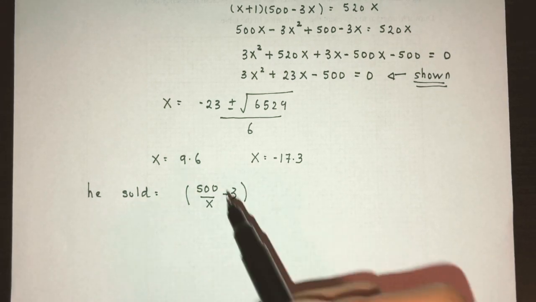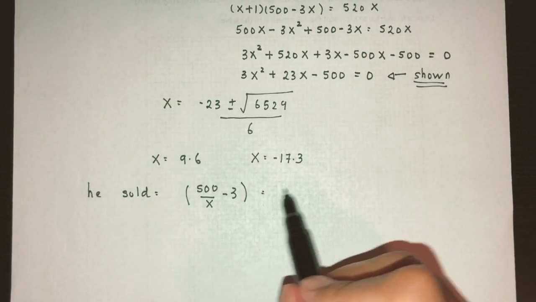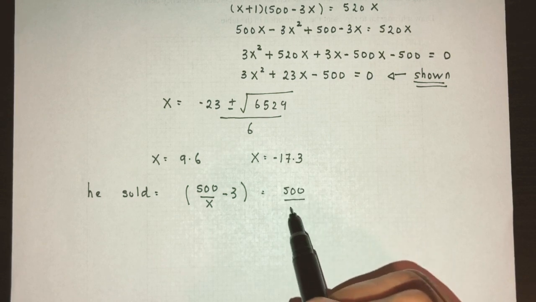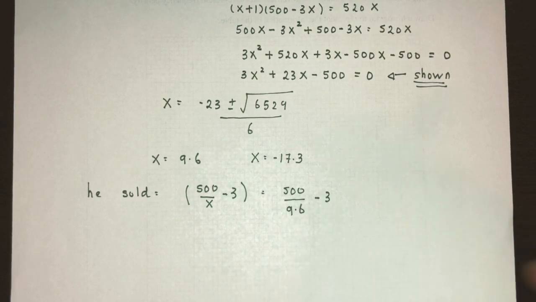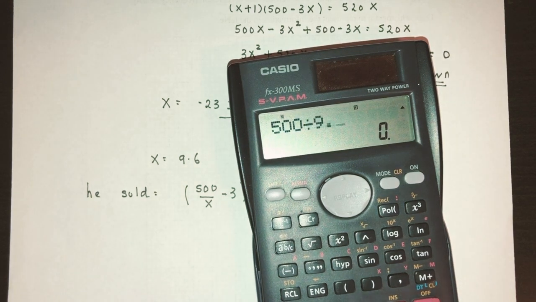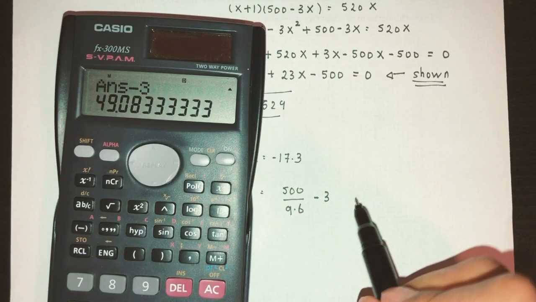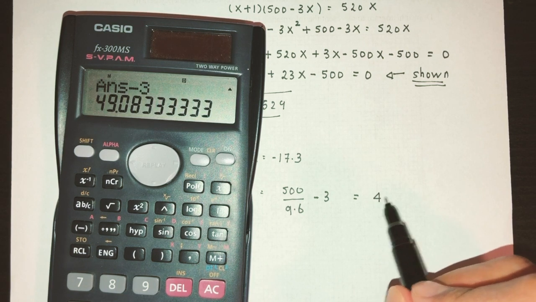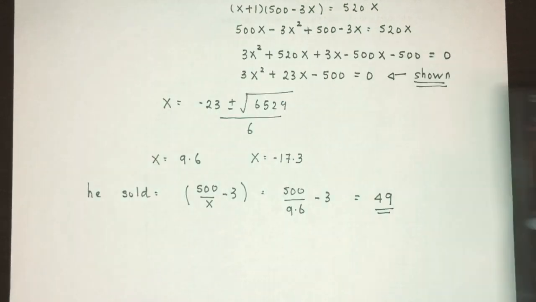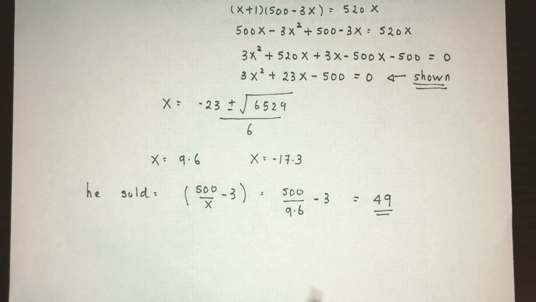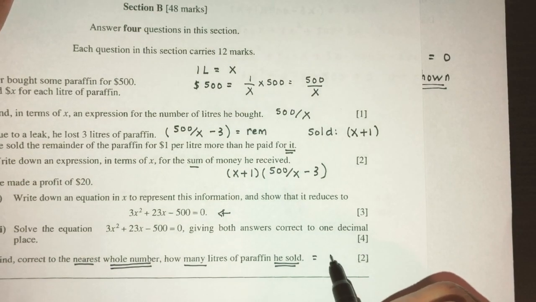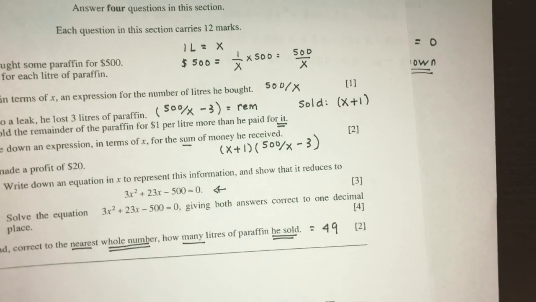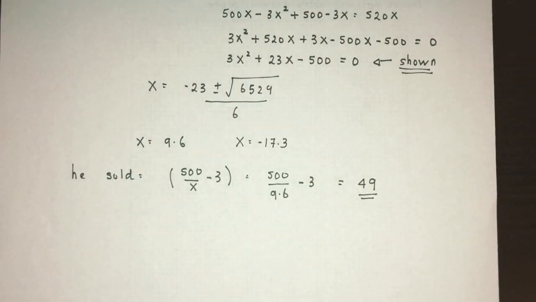So of course we will use x to be positive. Okay, you have 500 divided by 9.6 minus 3. That will be, to the nearest whole number, 49. So he sold 49 liters of paraffin. That will be your answer for part D. Okay, that is question number 7.